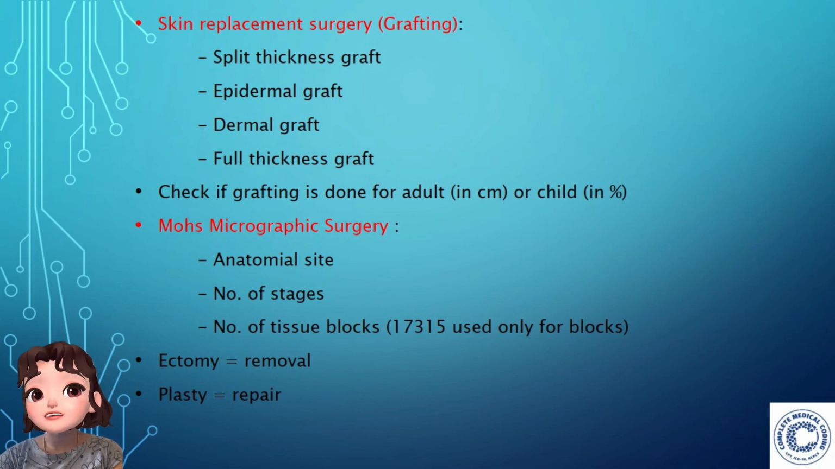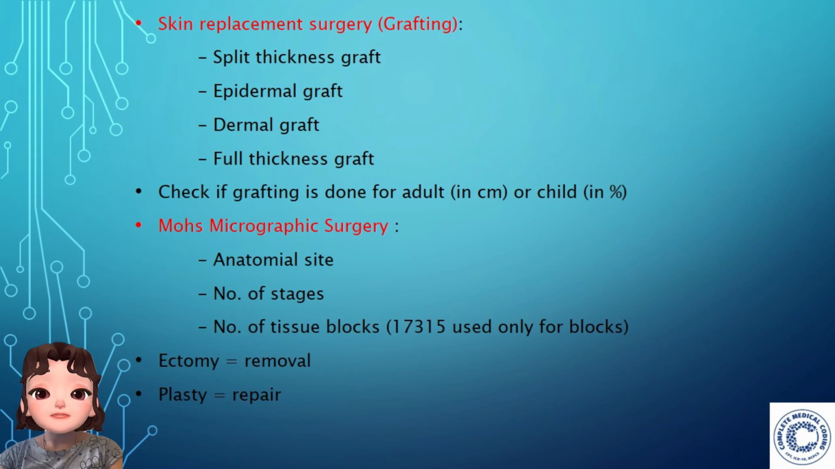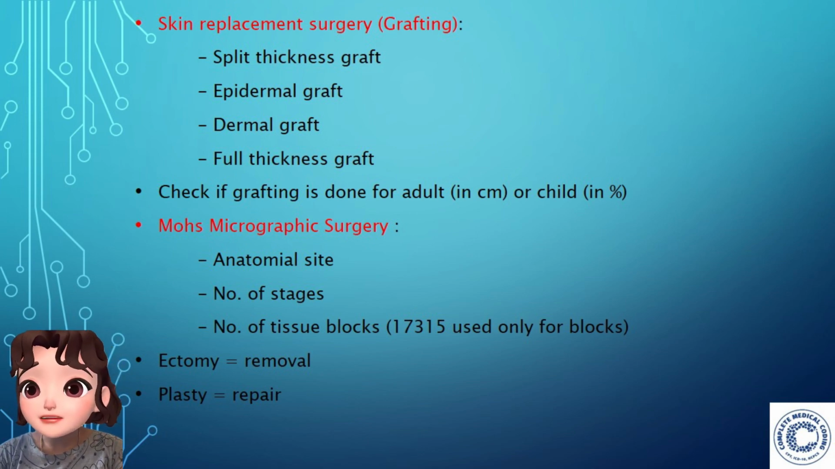Sometimes in some questions, they might not mention if it is an adult or a child, or they might not mention the age. They will just mention the measurement. So if it is in centimeter, it means it's done for an adult, and if it is in percentage, it's done for a child. Now, Mohs micrographic surgery.